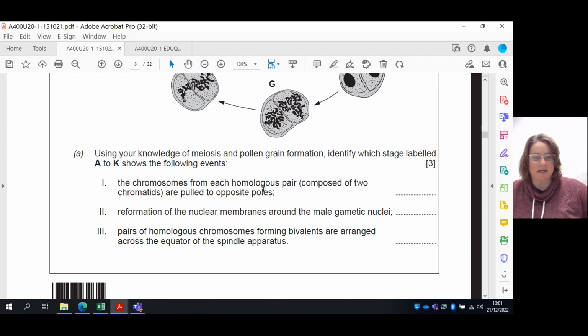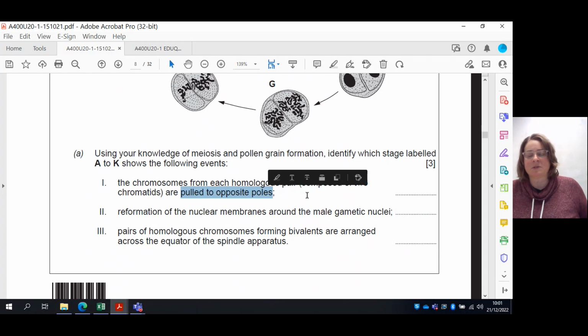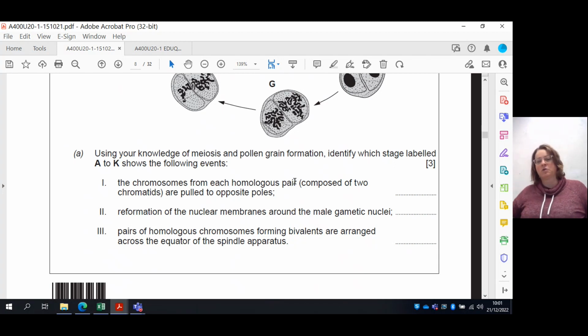What are the hints that it gives you? It tells you here homologous pair. So two pairs of chromosomes pulled to opposite poles, that has to be your anaphase. And because they're still in homologous pairs rather than the individual chromatids being pulled away from each other, you've got anaphase 1 for this one.